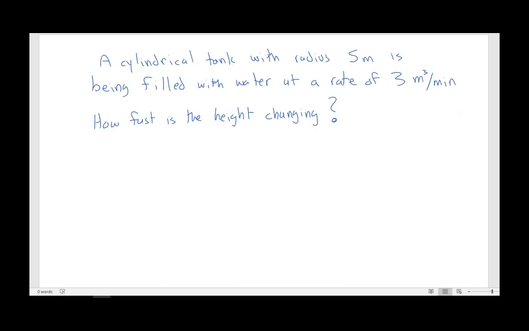All right, pause the video again because I wanted to write down the verbiage of the word problem. So you go ahead and pause, write this down, and when you're done, unpause, and we'll take a look at this together.